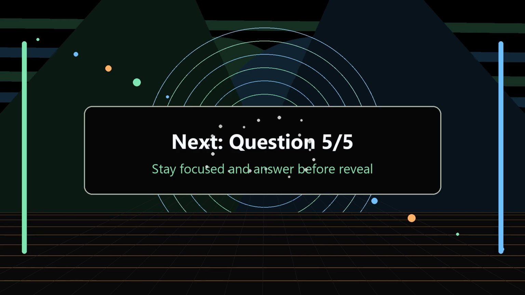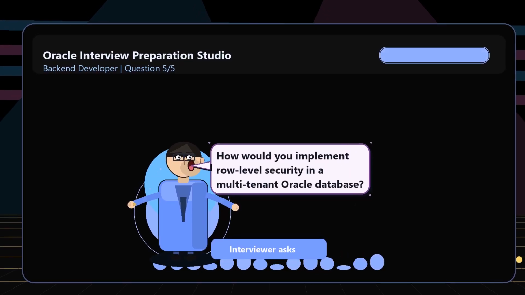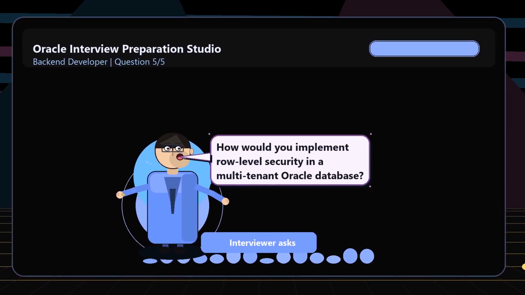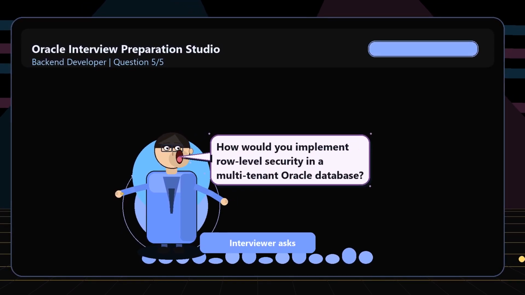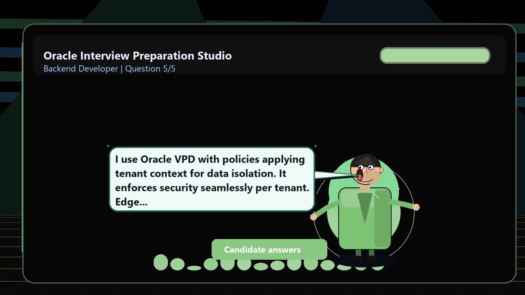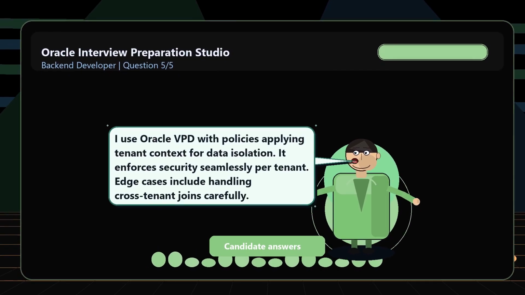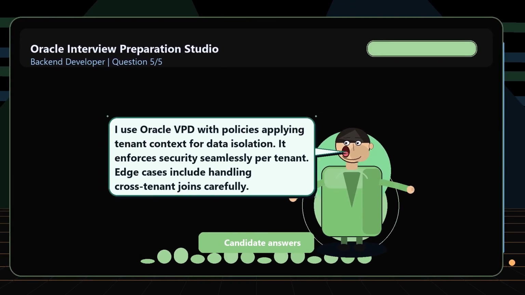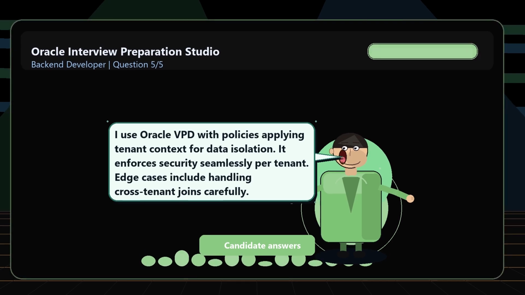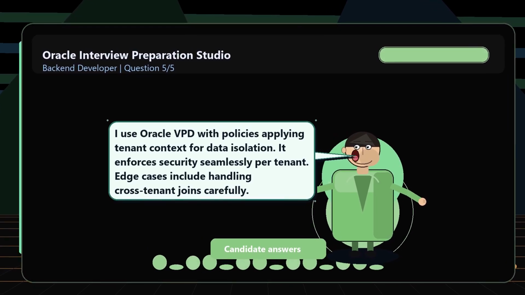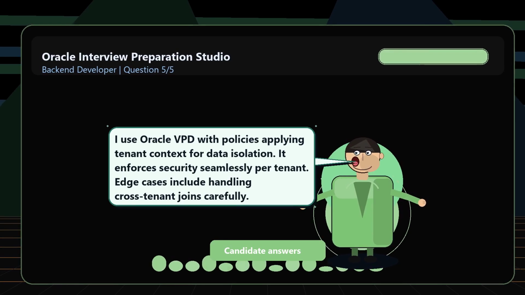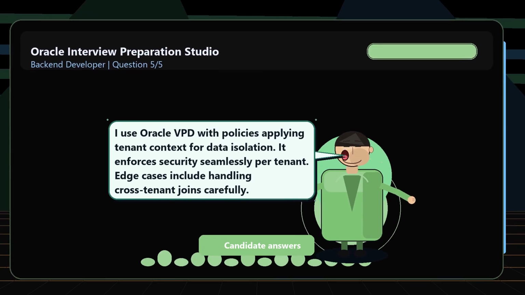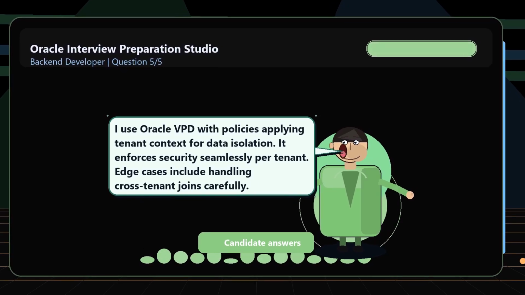Can you explain how you would implement row-level security in a multi-tenant Oracle database application to ensure tenant data isolation and security? To implement row-level security in a multi-tenant Oracle database, I use Oracle's Virtual Private Database (VPD) feature. This allows me to define security policies that dynamically add tenant-specific predicates to SQL statements, ensuring each tenant can only access their data. This approach enforces isolation without changing the application logic.